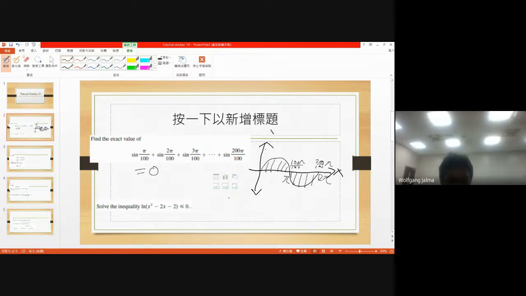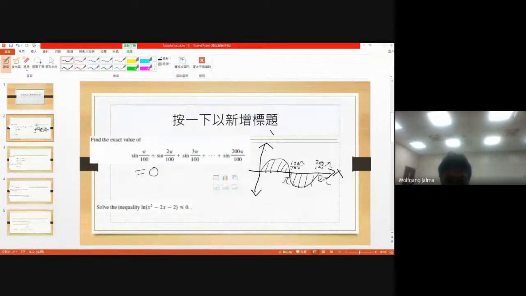Any questions so far? Yeah, it's easy, but we call it tricky, and I think you should master this kind of question too. I mean, it's not good if we can solve a hard question but cannot solve an easy question like this.